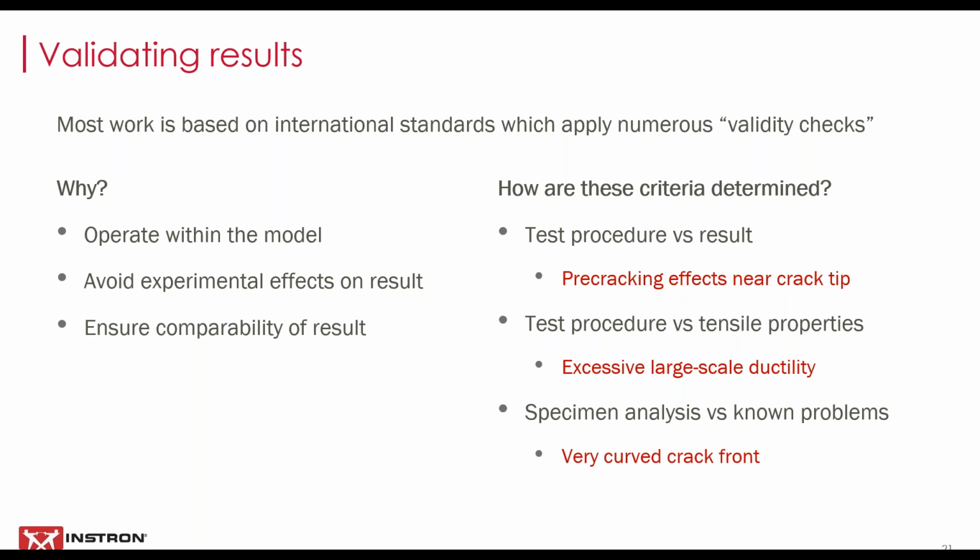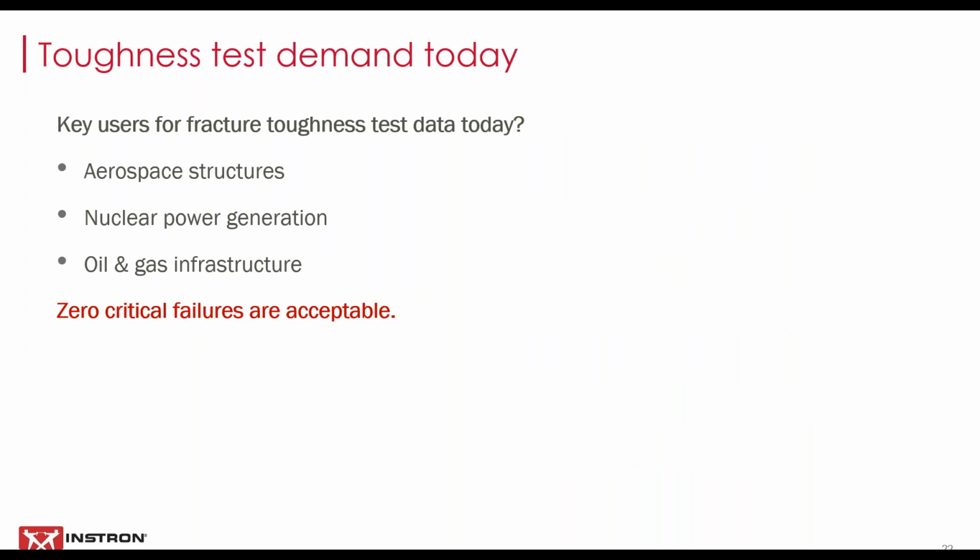For example, if that crack front, like I showed you, is very asymmetric, or, and this is far more common, has a curve to it, that will break the measurement, break the equations, and they won't give you a very good answer. So these are what the validity checks are doing.